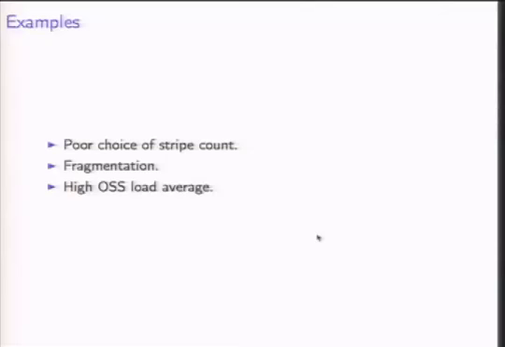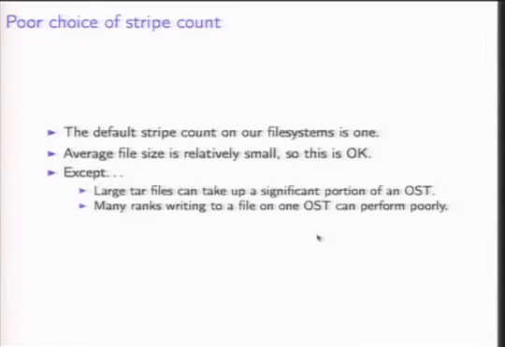So I'm going to go through a few examples of tools that we have written in order to address some problems that we have on our production file systems. The first is addressing poor choice of stripe count. So we decided to make the default stripe size on our file systems 1. Now, since most of our files are relatively small, this is usually okay, but there's two big problems that this causes.